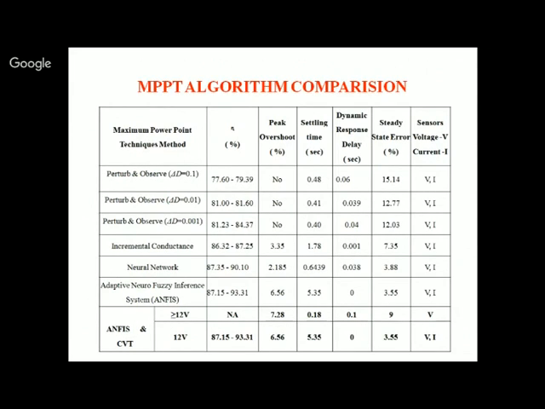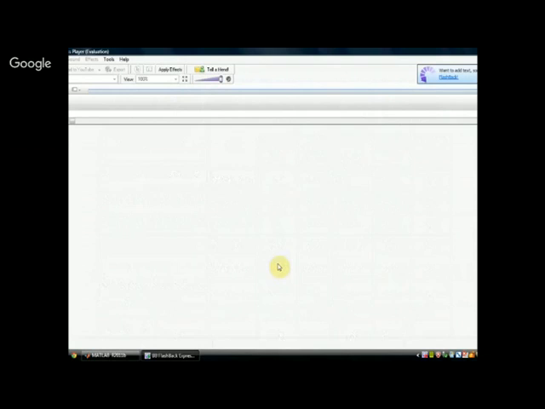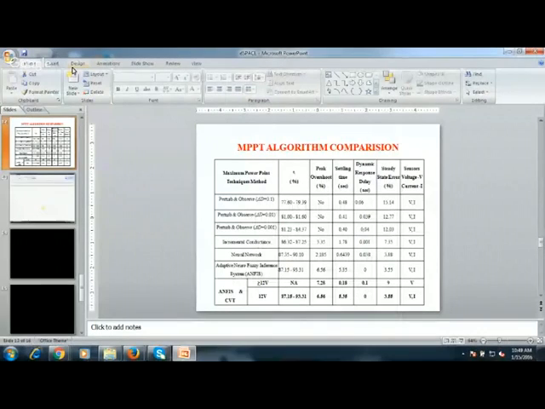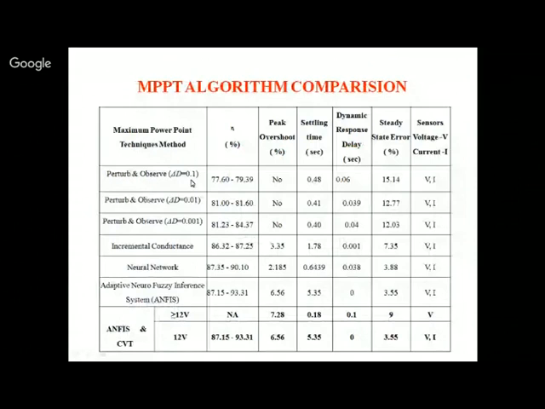Perturb and absorb method में we got an efficiency of around... So we did different methods. Perturb and absorb उसमें जो step size है 0.1, 0.01 and 0.001 से भी किया. Then incremental conductance, neural network, ANFIS with constant voltage tracker, like feedback लेके. So we did number of experimentations and we have taken the data here.